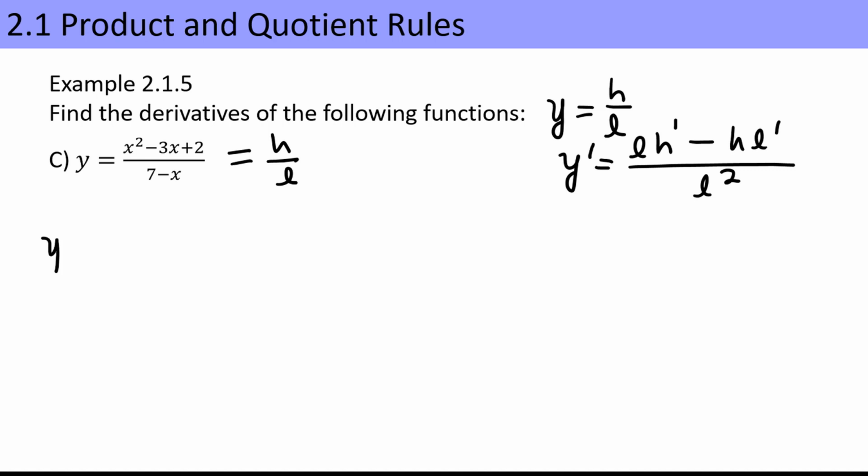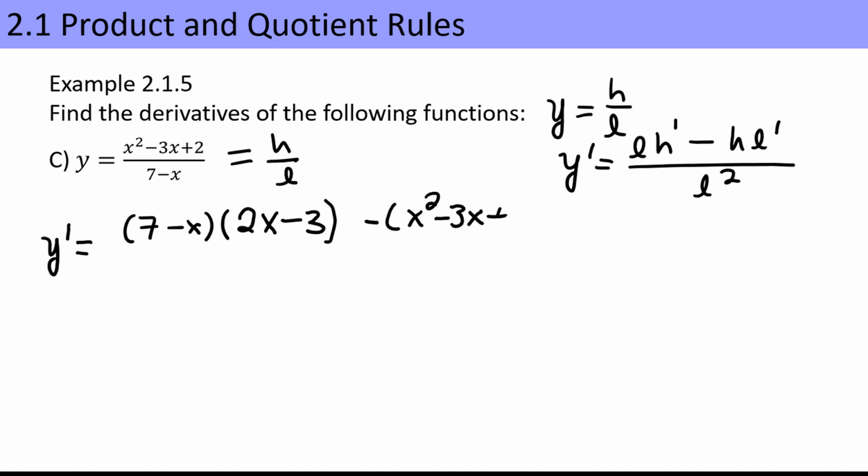Let's take the derivative. y prime is equal to the low function, I'll write 7 minus x, times the derivative of x squared minus 3x plus 2. The derivative of x squared is 2x. The derivative of negative 3x is just negative 3. And the derivative of 2 is 0. Then we'll have minus. The high function is the x squared minus 3x plus 2. And the derivative of the low, that's the derivative of 7 minus x, that'll be minus 1.